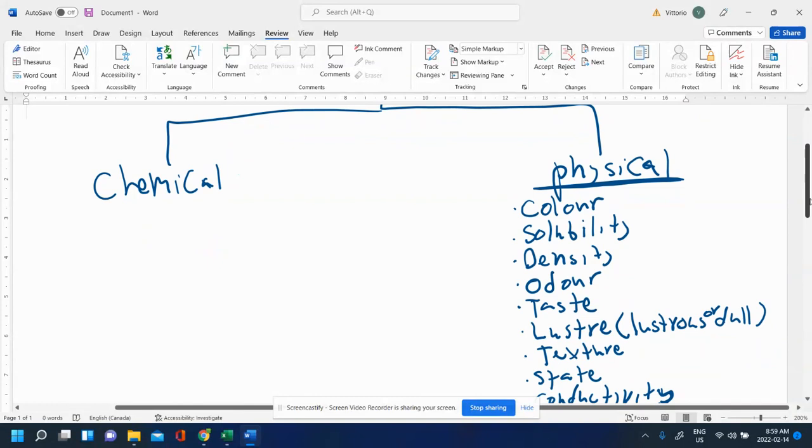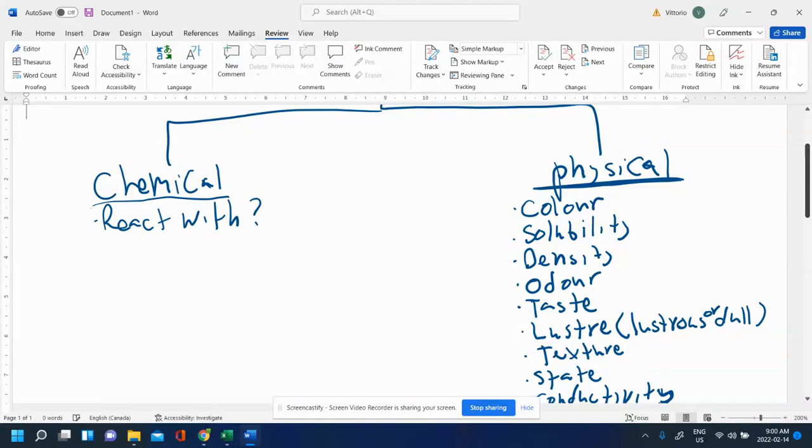Now, chemical properties, on the other hand, essentially describe how the matter you're studying reacts. It describes what it does when it changes into something new. So usually you're basically saying, what does it react with? That's what you're sort of trying to say. What does it react with? You might say, for example, that it burns in the presence of oxygen. So you might describe its combustibility. It's combustible.